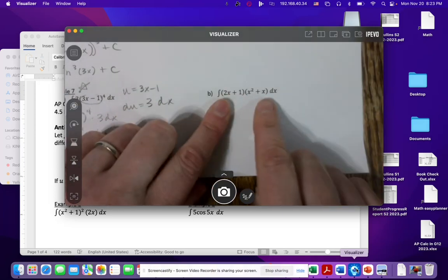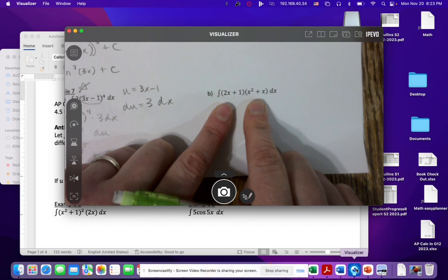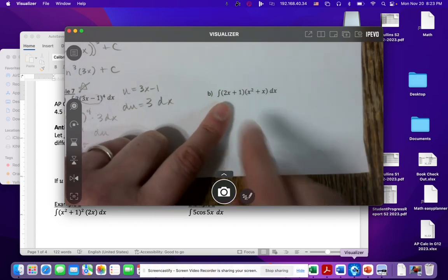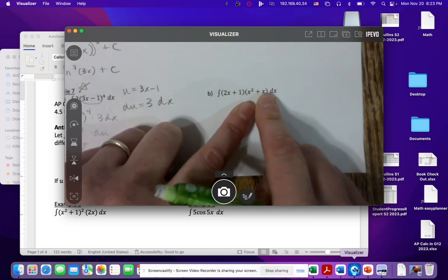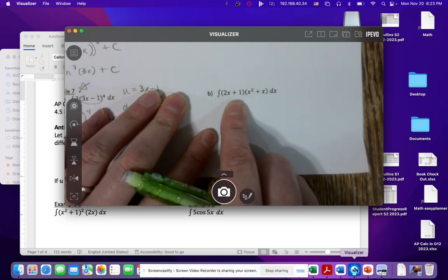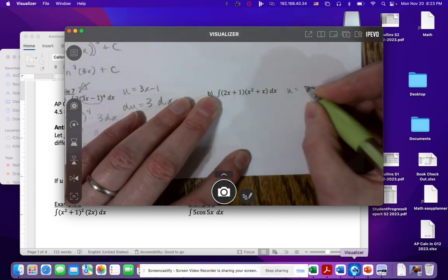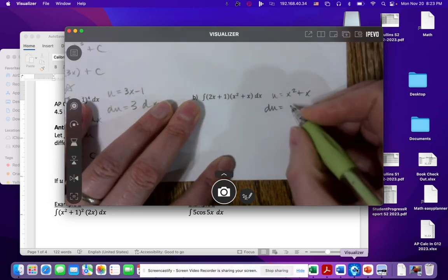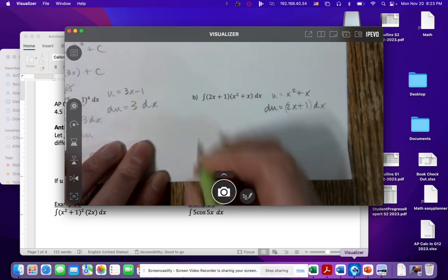So on this one, you've got to decide which one is going to be u and which one is going to be my du. So we're always looking for the one that has a higher degree, and when I take the derivative of it, it just happens to be that first binomial. So we're going to let u equal x squared plus x, and then du is just (2x plus 1) dx. So that's set up just perfectly.